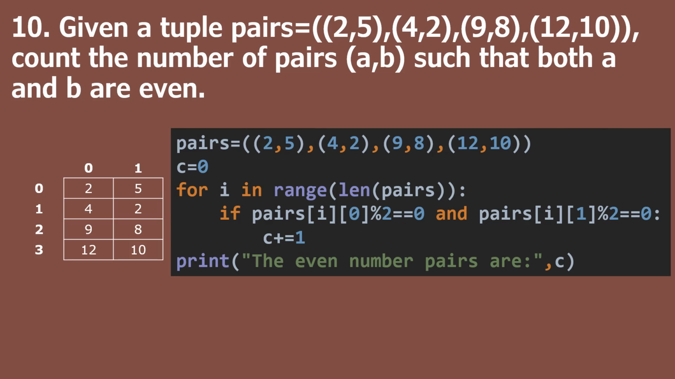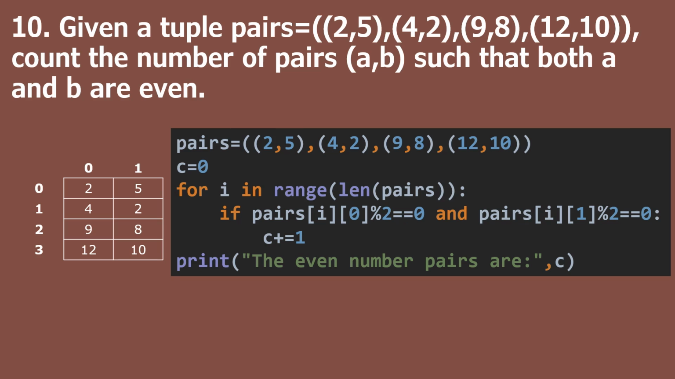And C is a variable which is initialized with 0. Here we will store the count of pairs where both values are even. Now for i in range length of pairs, I will iterate through the length of the tuple. Here the length of the tuple is 4, because 4 values are there in this tuple. So i will range from 0, 1, 2 and 3.